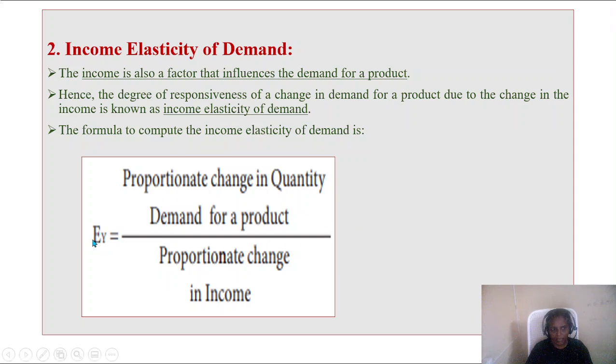So income elasticity of demand is equal to proportionate change in quantity demanded divided by proportionate change in income. You see the denominator. The denominator is the main important factor which influences the demand for a commodity. So whenever there is a change in the income of a consumer, what will happen? There will be a change in the quantity demanded for a product.